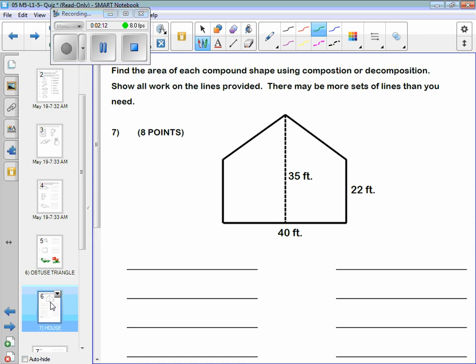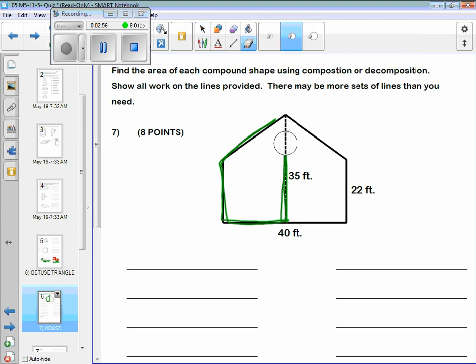I know. Some of you see it right away, and some of you were trying to figure out how to break this up into this shape here. But you can't do base times height unless you have a rectangle, and you can't do base times height divided by 2 unless you have a definite triangle. This is neither. This is not a triangle, and it's not a rectangle. So you can't just take 22 times 40 or 35 times 40 and be done with it. It's going to require at least 2 shapes and 2 formula sets.